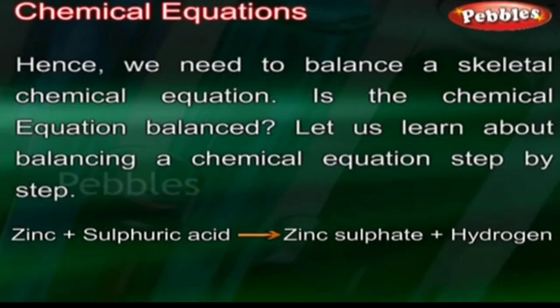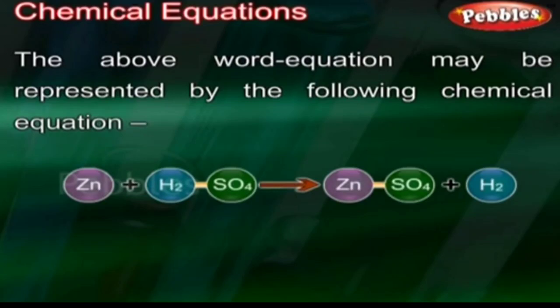Is the chemical equation balanced? Let us learn about balancing a chemical equation step by step. Zinc plus sulfuric acid gives zinc sulfate plus hydrogen. The above word equation may be represented by the following chemical equation: Zn plus H2SO4 gives ZnSO4 plus H2.